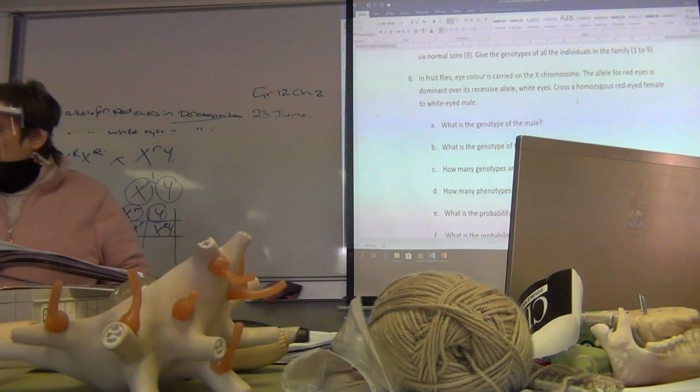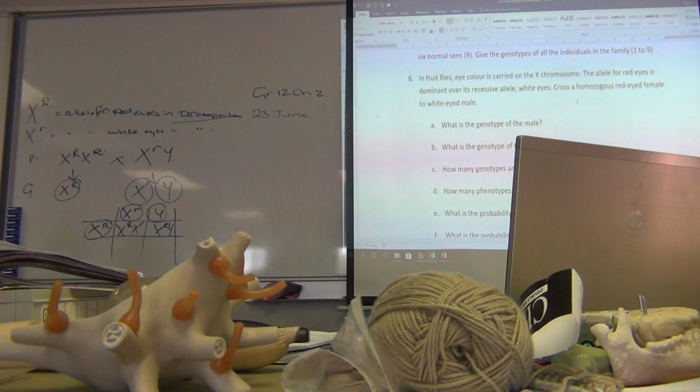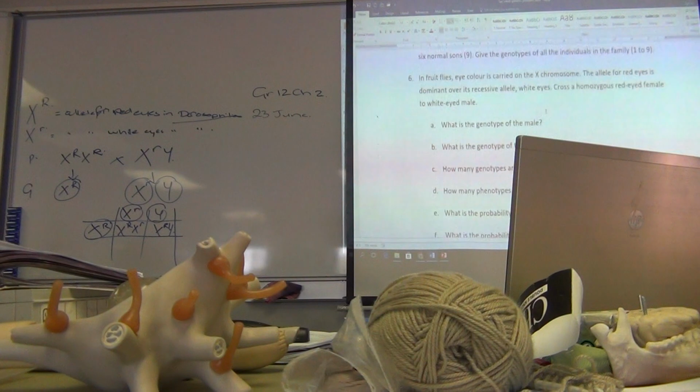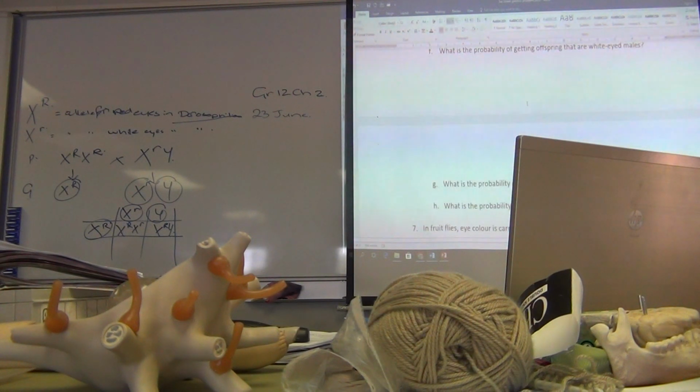So what is the probability of getting offspring that are red-eyed males? 50% chance. Okay. What is the probability of getting offspring that are white-eyed males? 0. That's not asking you for the actual cross. Okay. Oh, it does here. Sorry. It says cross a homozygous of that to that. Okay. So you need to do the cross.